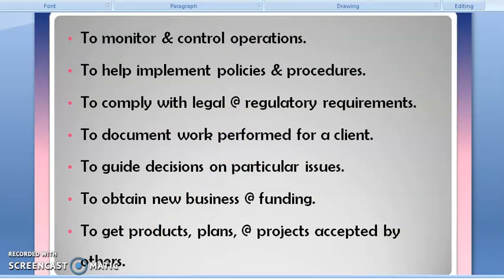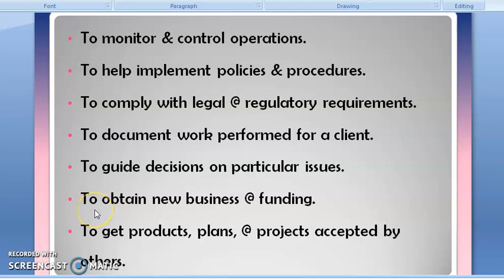So next, we'll be discussing the purpose of report. So whenever you get the assignment title after this, make sure you know why exactly you need to do the report. Is it to monitor or control operations, or to help implement policies and procedures, or to comply with legal and regulatory requirements, or to guide some decisions on particular issues?